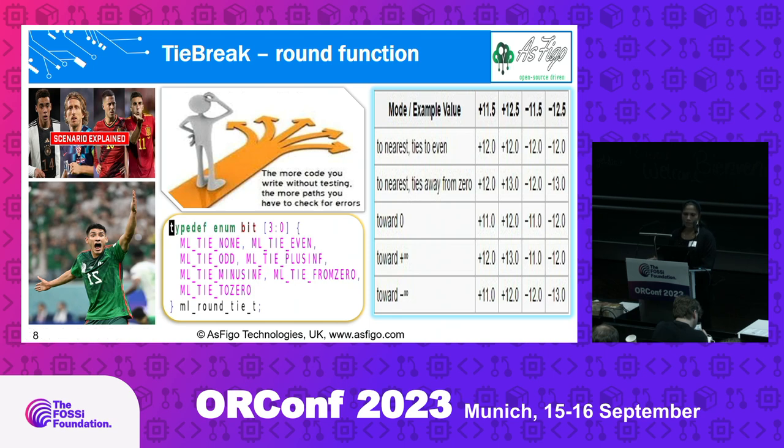The tiebreaker. In the tiebreaker, we are using a round function. The more code we write without testing, the more paths you have to check for errors. In MATLAB, the tiebreaker round is pretty good. It supports multiple ways of testing, and MATLAB also has a set of definitions in its documentation for this. We use different types of ties to test, like odd or even, even plus infinity, or tie from zero. We offer a playthrough or option to identify the AMS design using this.